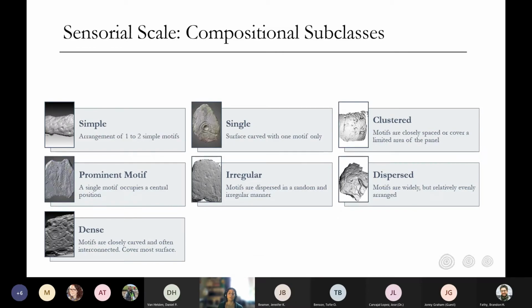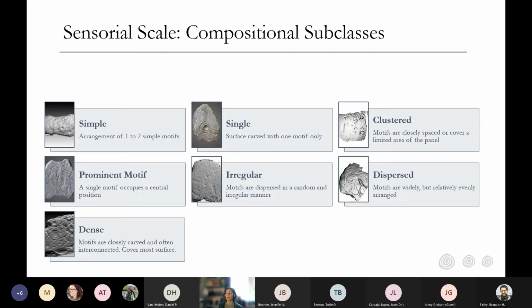And then the compositional subclasses was looking at the spatial organization and the distribution of the carvings on the rock surface, and classifying the panels into 7 different variants from rocks carved with one single motif. And this is not about the frequency, but the actual number of motifs carved on the rocks. To very dense compositions, irregular patterns, or distributions that could be organized around one or more prominent motifs.